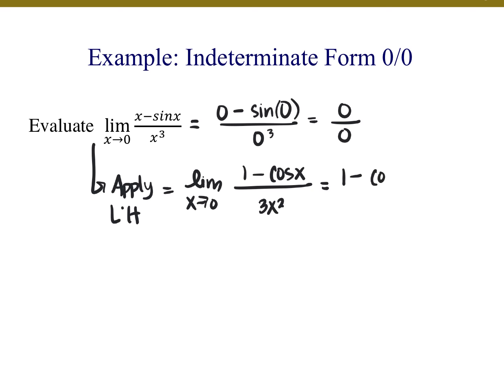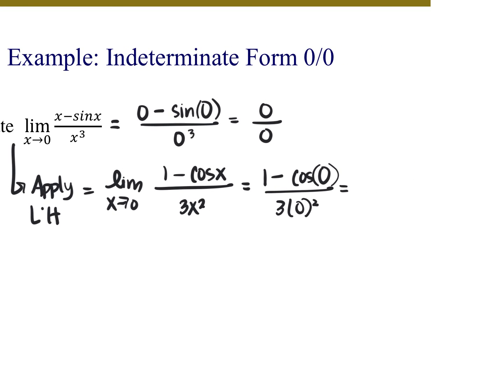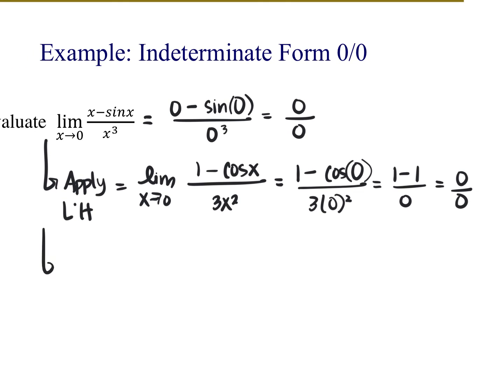Okay, we're going to plug 0 into that. That'll be 1 minus the cosine of 0 over 3 times 0 squared. All right, what's the cosine of 0? No, the cosine of 0 is not 0. The cosine of 0 is a different number. Cosine of 0 is 1, so I get 1 minus 1 over 0, which is 0 over 0 again. So I'll apply it again. And the power of this is you can just do it until you don't have an indeterminate form anymore.